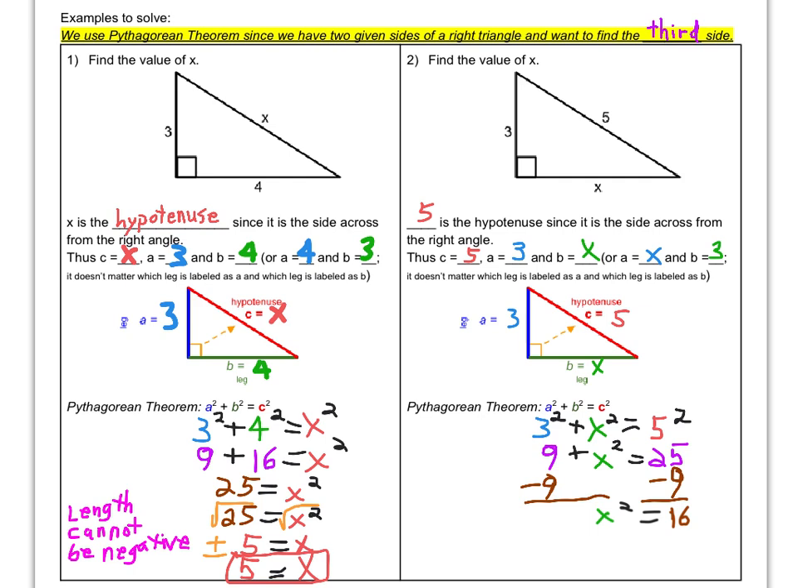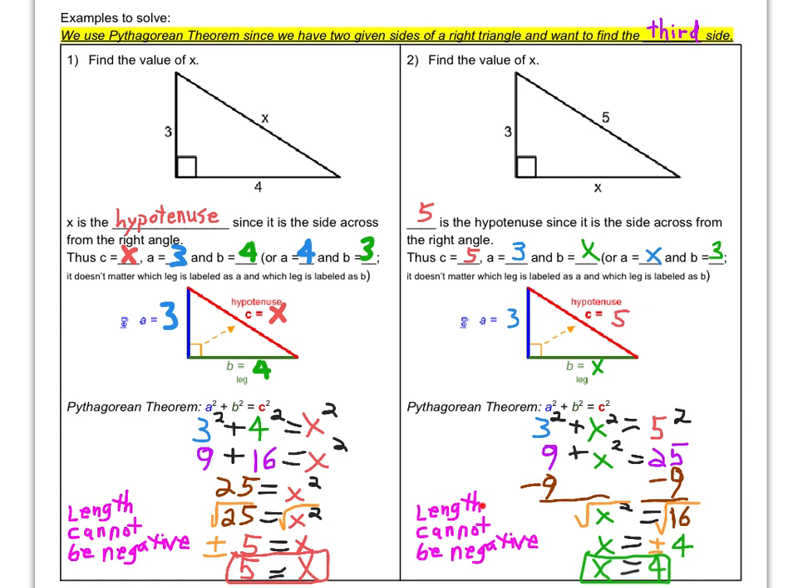Now we need to get x by itself. How do I undo squares? We take the square root, and we square root both sides. Remember, this technically gives us both x equals positive and negative 4. However, like we said, length cannot be negative. Thus, our only answer is x equals 4.